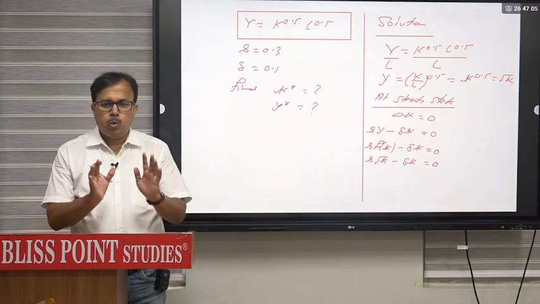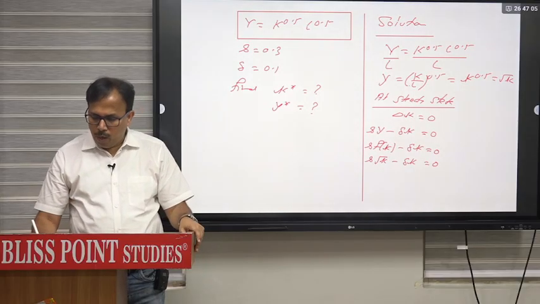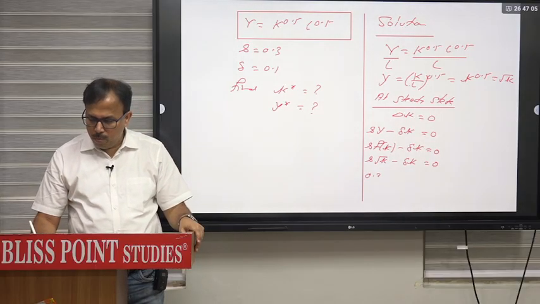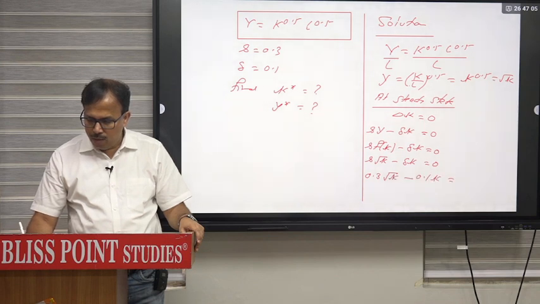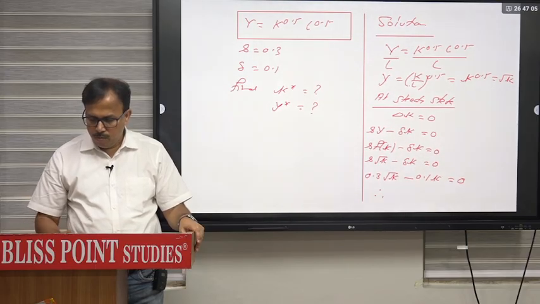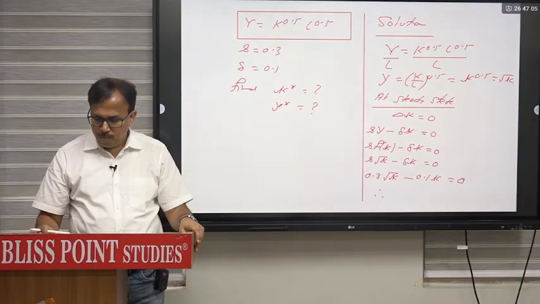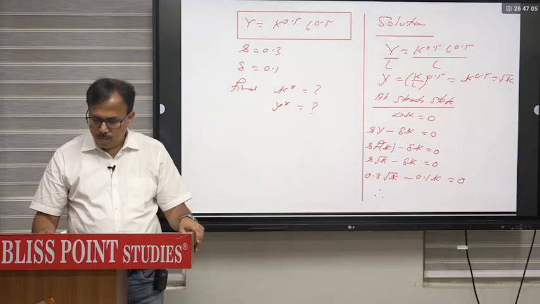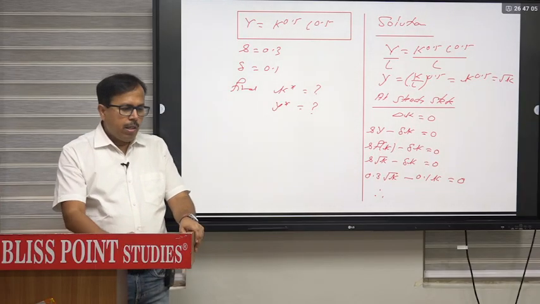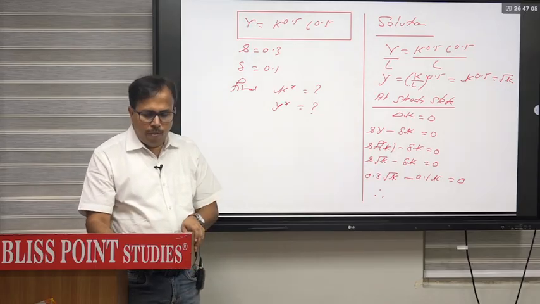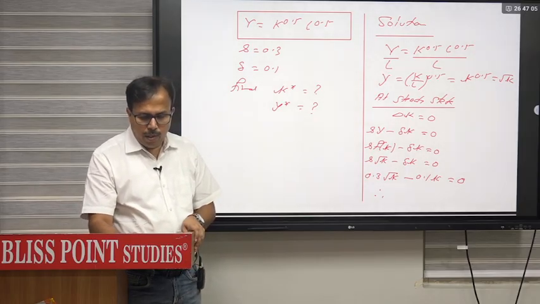Now just substitute the numbers. How much is saving rate? 0.3 under root k minus 0.1 k equal to 0. और यहाँ से k के लिए सॉल्व कर ले इक्वेशन, सॉल्व फॉर k. And that will be the steady state value of k. Steady state value of k हो जाएगा.